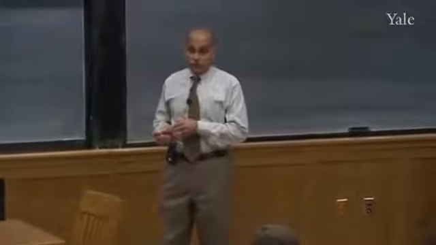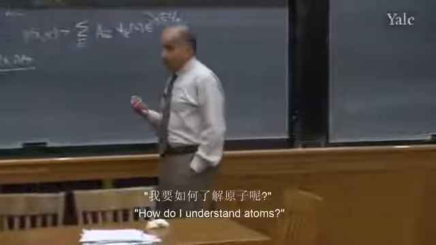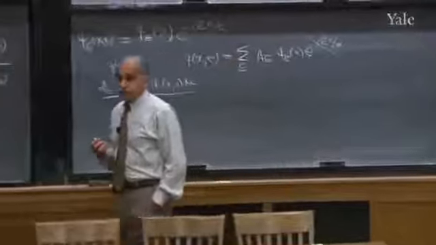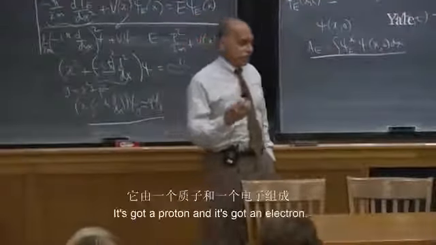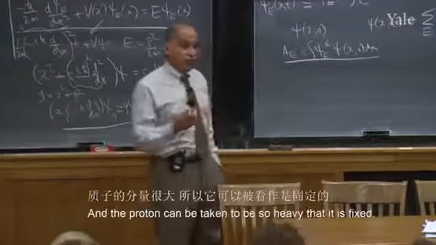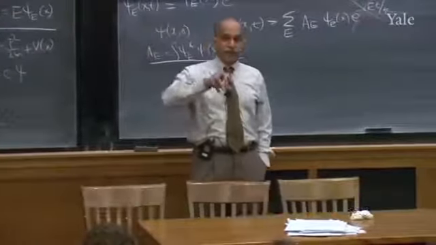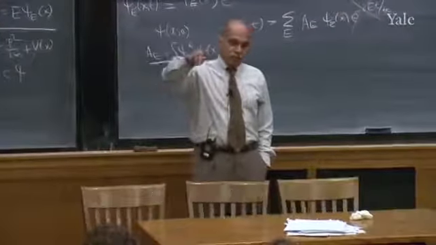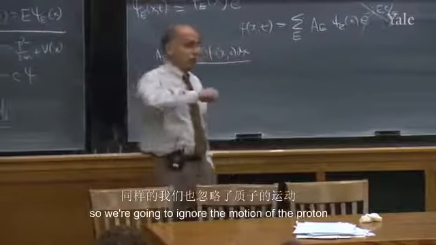theory. First thing you can do is you can say, how do I understand atoms? We know the simplest atom in the world is a hydrogen atom. It's got a proton and it's got an electron. One has charge e, one has charge minus e. And the proton can be taken to be so heavy that it is fixed. Just like when the Earth goes around the sun, in principle the sun is also moving, but we ignore that. So we're going to ignore the motion of the proton.